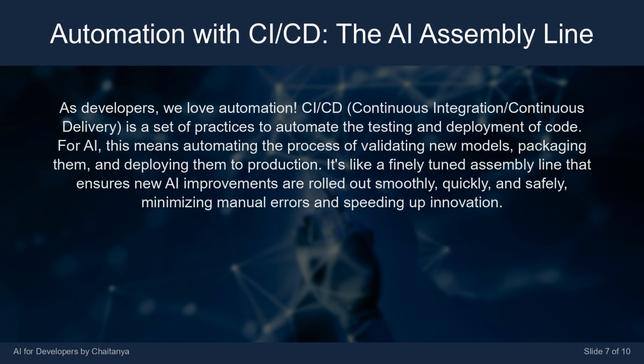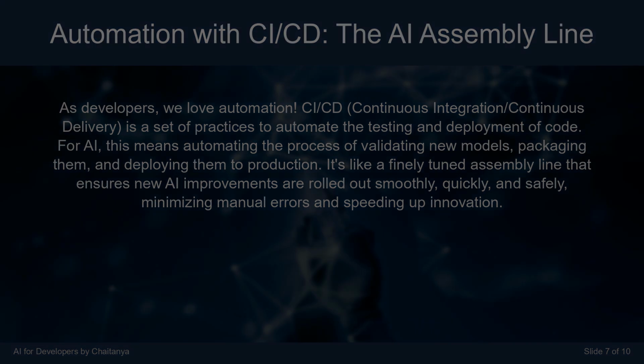As developers, we love automation. CI/CD, continuous integration, continuous delivery, is a set of practices to automate the testing and deployment of code. For AI, this means automating the process of validating new models, packaging them, and deploying them to production. It's like a finely tuned assembly line that ensures new AI improvements are rolled out smoothly, quickly, and safely, minimizing manual errors and speeding up innovation.